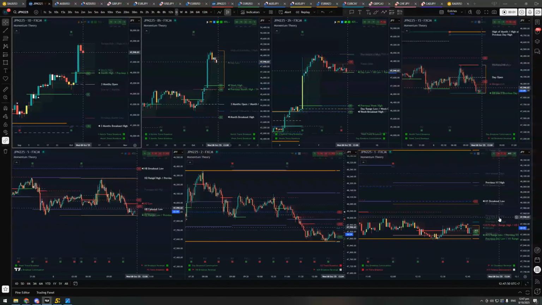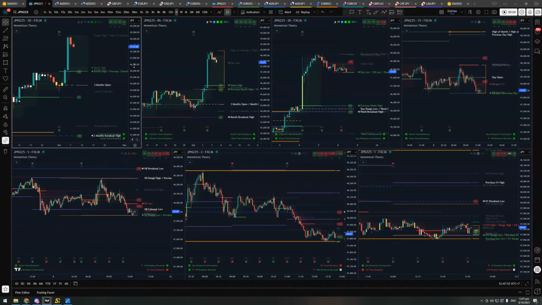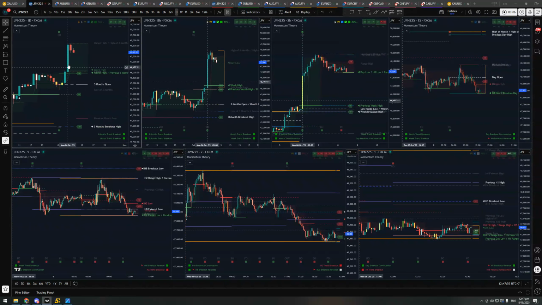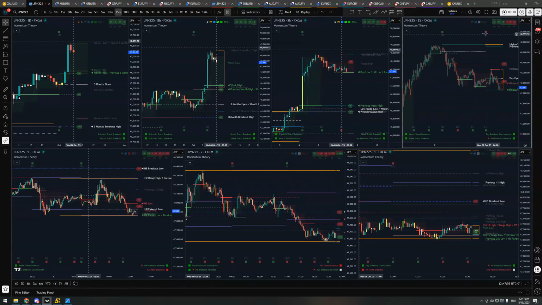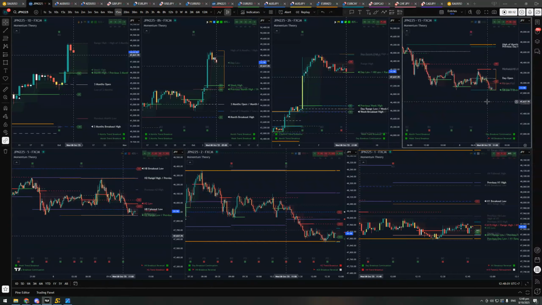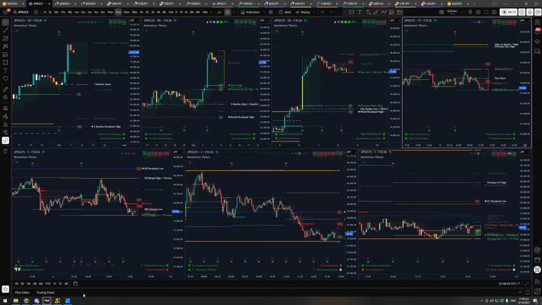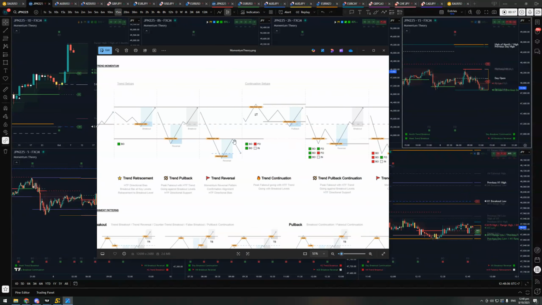Okay, Asia session, almost London session live. Currently looking at Nikkei. Nikkei on Monday had a strong bullish breakout. Next day closed as an inside bar. And right now, price has just triggered the previous day low. So this is a trend continuation setup.